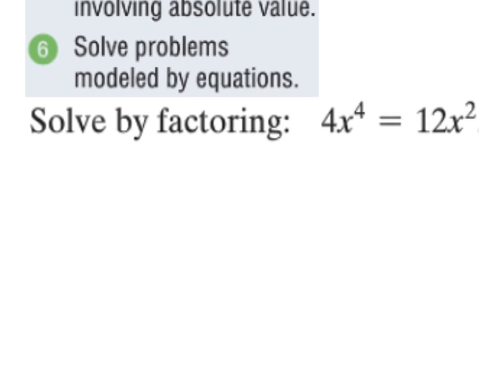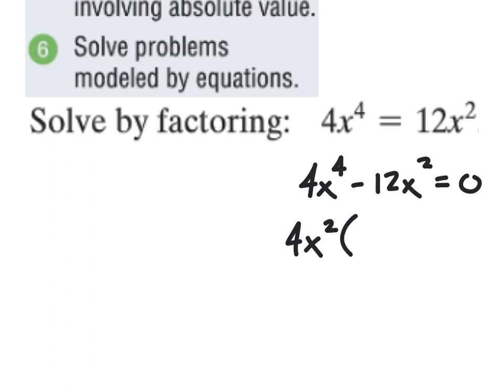And this is an equation. I want to solve this by factoring, okay? First thing I want to do is set this equal to 0. So I've got 4x to the 4th minus 12x squared is equal to 0. I want to set everything equal to 0, and then I want to factor it. I can factor out a 4x squared, and that's going to leave me with x squared minus 3, and that's going to equal 0.